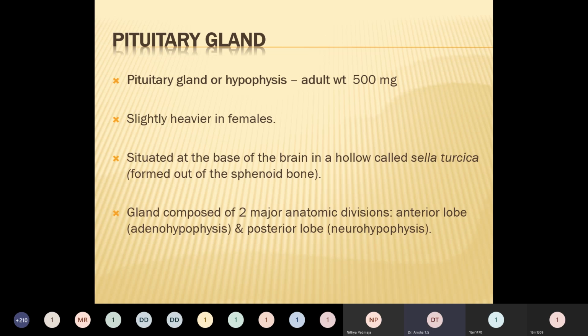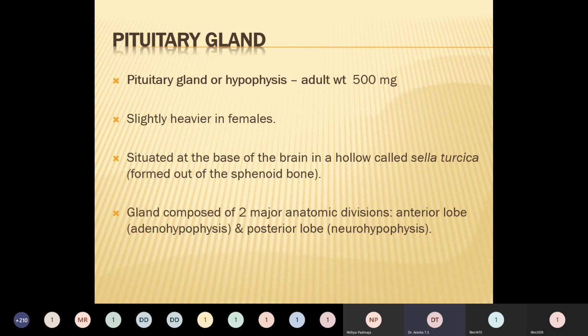All of you know that the pituitary gland is very, very small. In an adult it can weigh 500 milligrams. 500 milligrams is not even 1 gram. It's like the small white tablet that you all take, it will be that small.